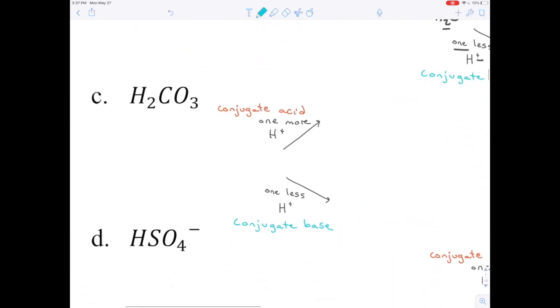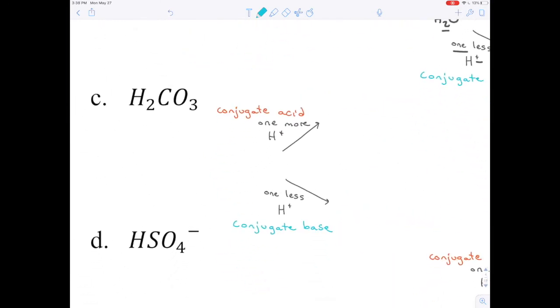Okay, how about for this third one? H2CO3, it's called carbonic acid. It's formed whenever the water in rain passes through carbon dioxide in the air. And it's one of the reasons why the more carbon dioxide there is in the air, the more acidic the rain is. So let's see if we can write the conjugate acid and the conjugate base for this. So first the conjugate acid.